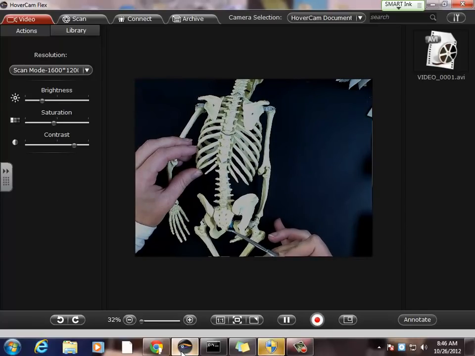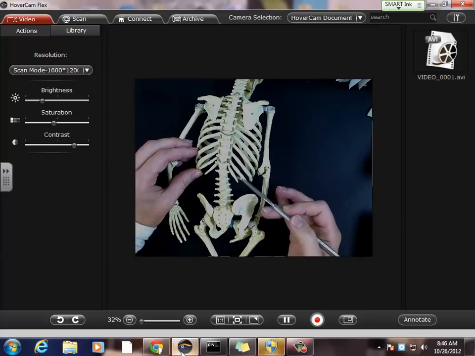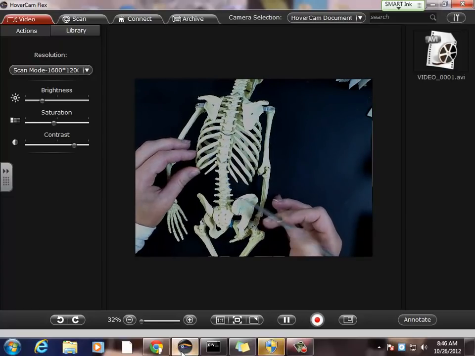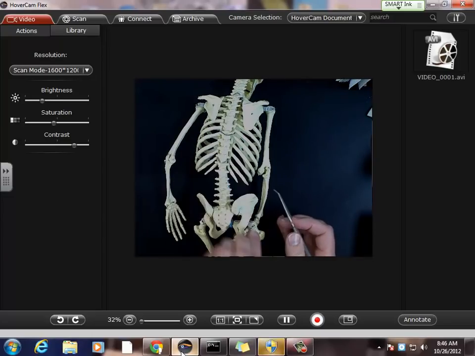the coccyx. The coccyx comes from the Greek word for cuckoo, because of its shape, it resembles a bird's beak. So that's how it was given the name coccyx. This is all of the bones of the axial skeleton on the posterior side.